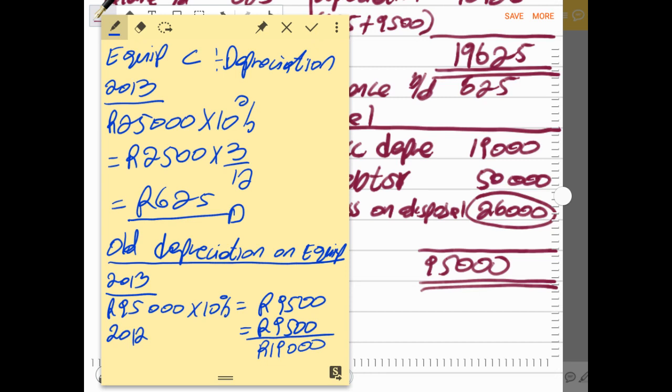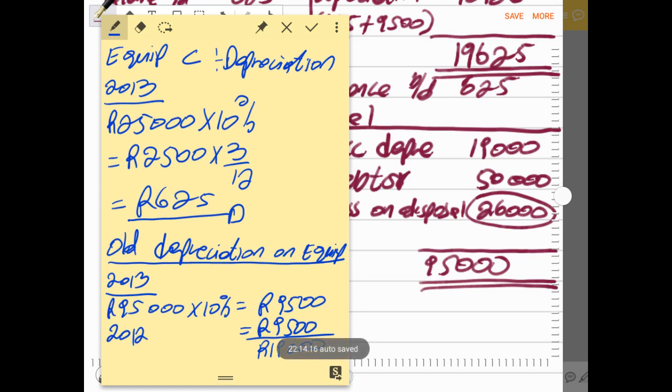Then after we get to the carrying amount, we compare the carrying amount or the carrying value with the selling price. If the carrying amount is above the selling price, the difference becomes a loss. But if the carrying amount is below the selling price, the difference becomes a profit.